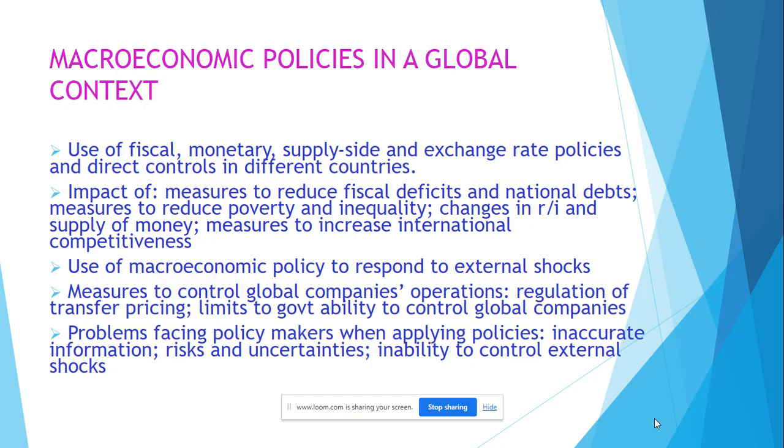Finally, governments might be trying to put in place policy to control global companies. This is extremely difficult because there is no consensus between all countries in the world. Different economies are operating differently. Transfer pricing can occur where multinational companies are moving their profits to a country which has low tax rates. This is difficult to stop.